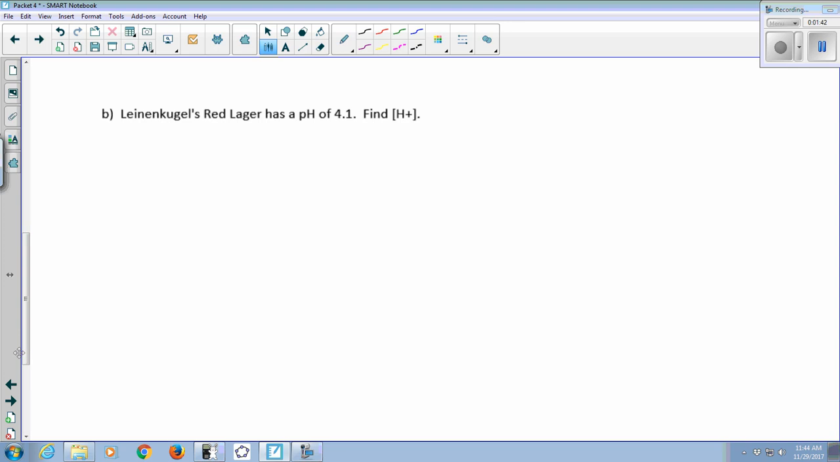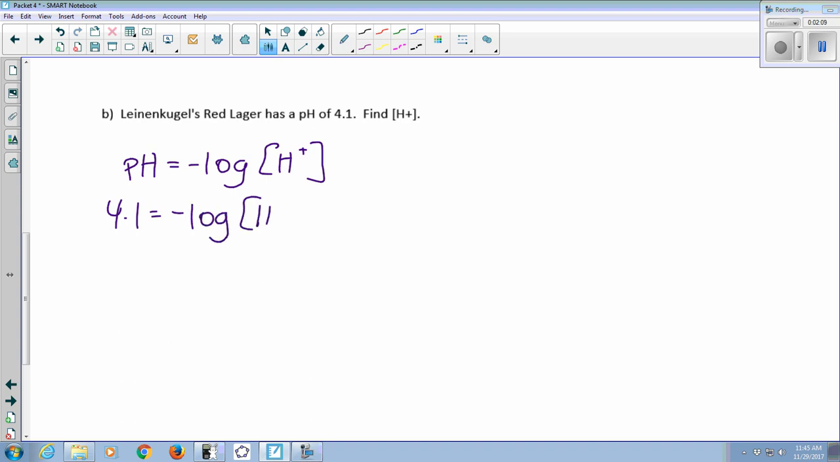Okay, now going in reverse, I've given you the pH of this certain kind of beer, which means it's acidic because 4.1 is less than 7. So we have an acid, and I want to find out what is the concentration of hydrogen ions. So I'm just going to write my formula. pH is the negative log of the concentration of hydrogen ions. And I know the pH is 4.1. That's negative log of the concentration of hydrogen ions, which is what I'm looking for.